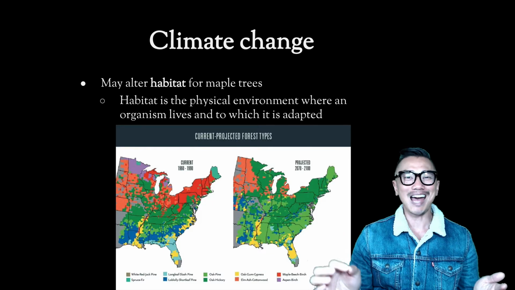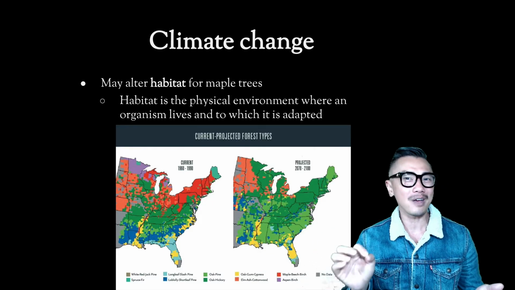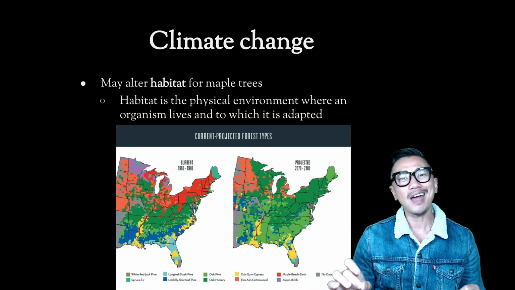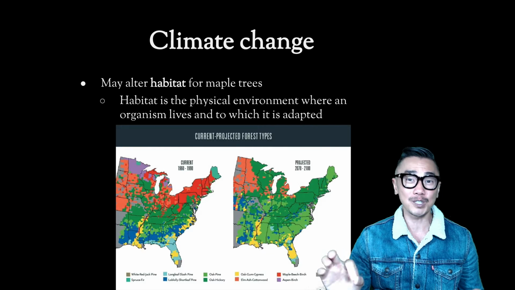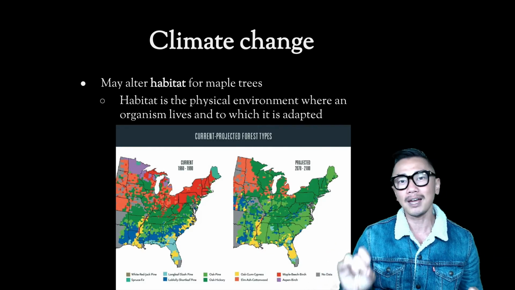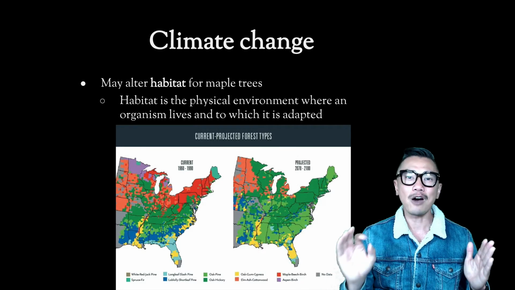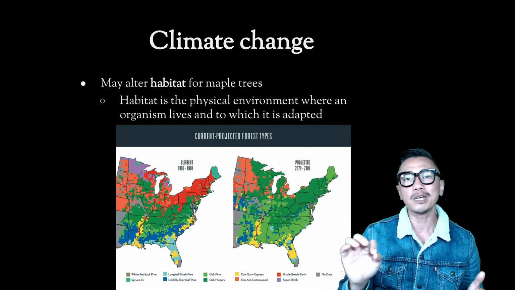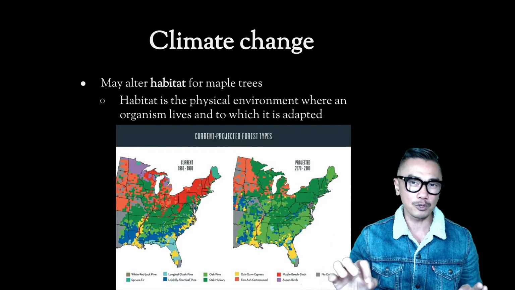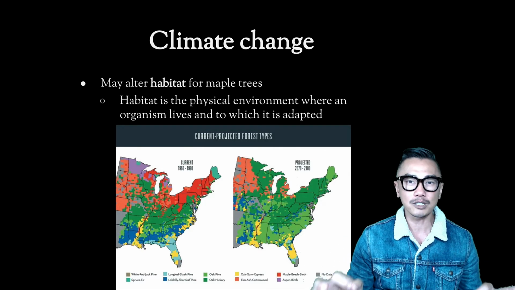Maple trees are adapted to cold weather, and we believe that climate change may alter the habitat and distribution of these trees. Remember that habitat is defined as the physical environment or location where an organism is found and to which it's adapted. The maps on this slide show how forests in the United States may change by the end of the century. Forests with maple trees, shown in red, are almost entirely absent by 2100.